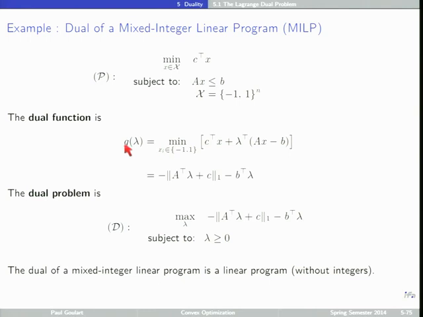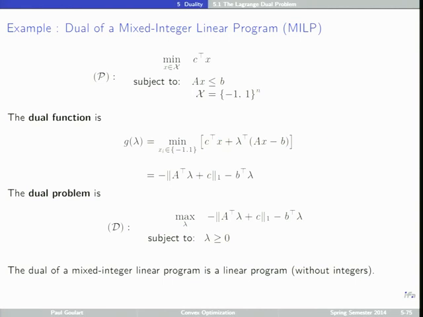Okay, so this is my dual function, but now it turns out that minimizing this over -1 and 1 is easy. It's easy because I have here a linear function of X. It's A transpose lambda plus C, all times X. That's what you see here. And then I multiply that vector.